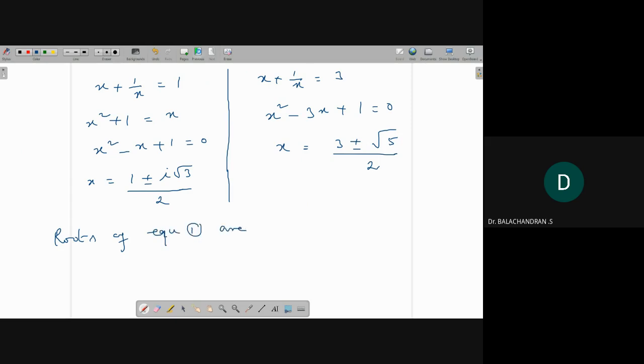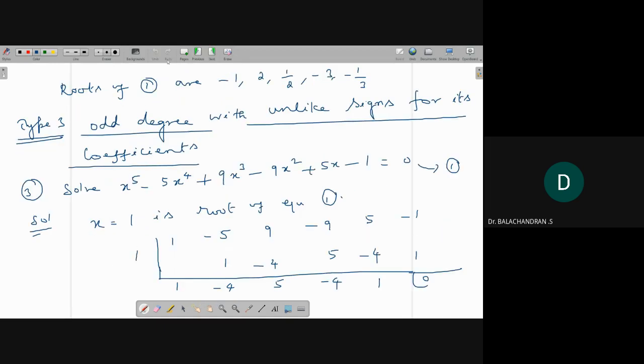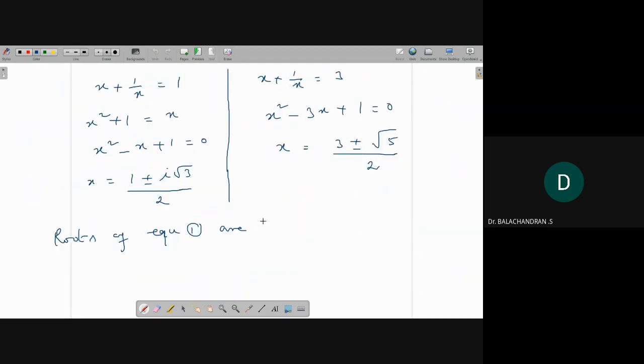So the first root is 1 plus or minus i root 3 by 2. Another one is 3 plus or minus root 5 by 2.